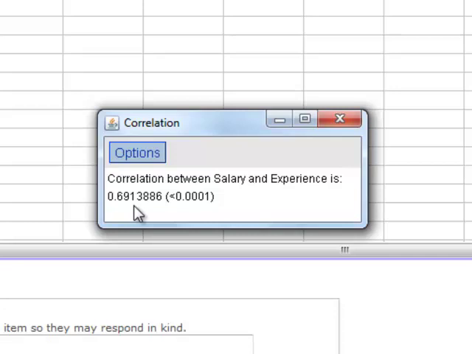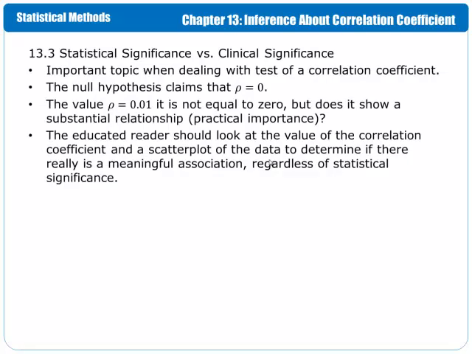as long as the sample correlation is in the same direction, positive or negative, as what you are testing. Once again, we look at the difference between statistical significance and clinical significance. It is an important topic when dealing with the test of a correlation coefficient, because the null hypothesis claims that the population correlation is equal to 0.